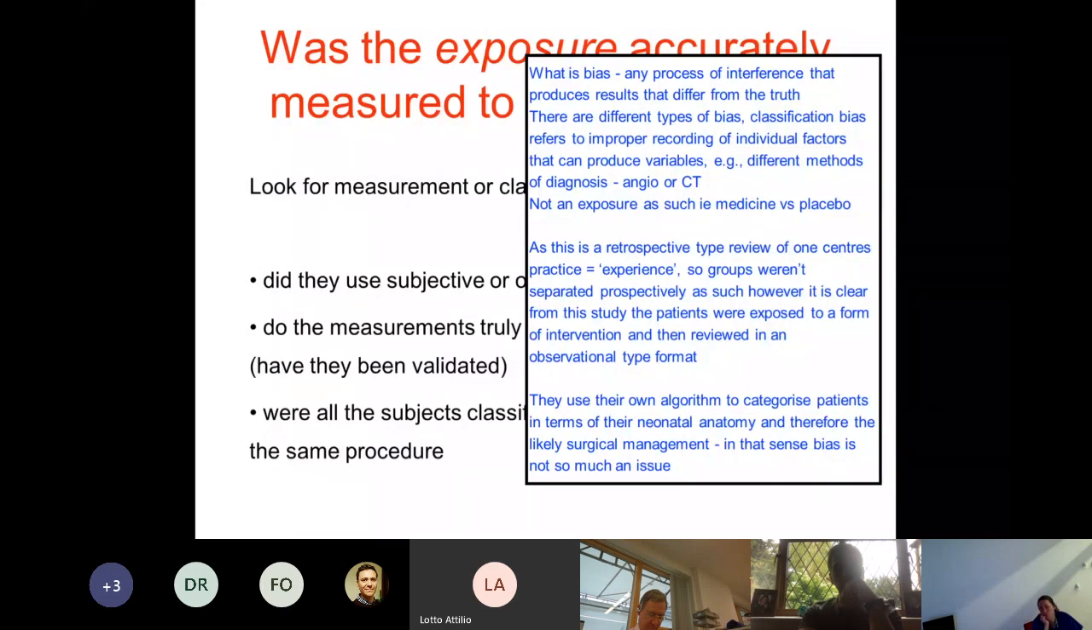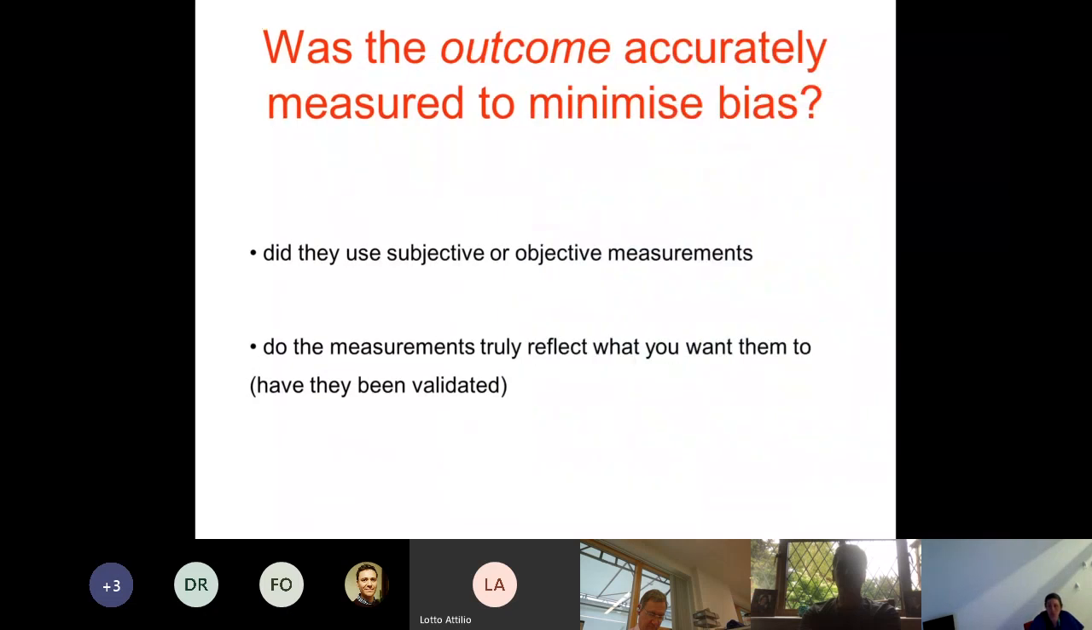As I said, there's not an exposure as such, and they didn't randomize them to anything. They just followed their algorithm, as this is a retrospective, observational type study, and they're using their own algorithm, so it's not so much an issue.